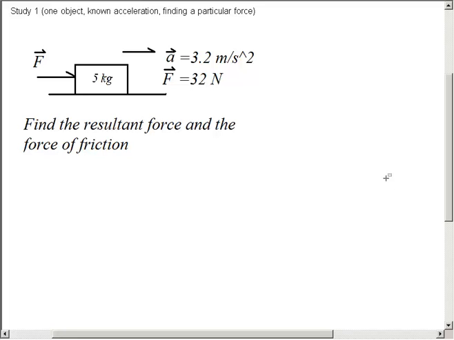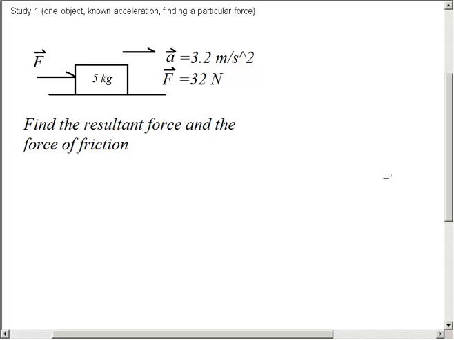Okay, our first study is going to be that of one object where we know the acceleration and we're trying to find a particular force, in this case the force of friction. We have a 5 kilogram block, an applied force of 32 newtons, and an acceleration of the block of 3.2 meters per second squared.